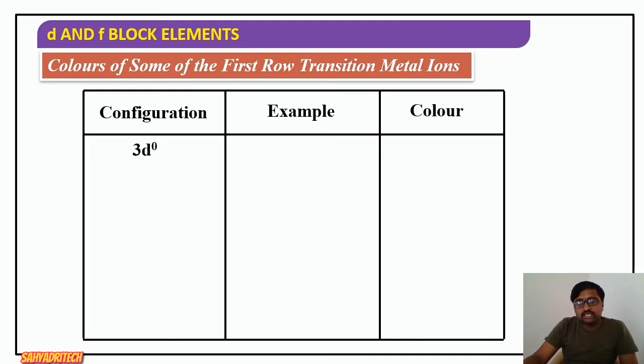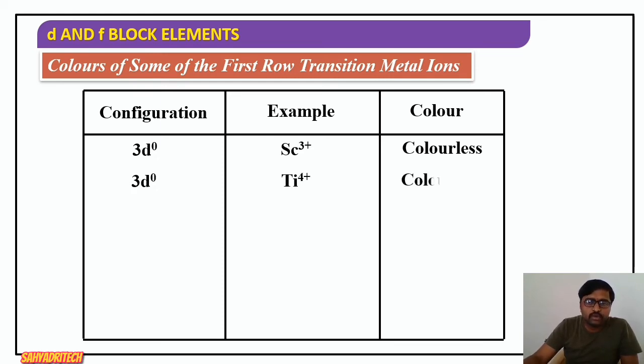Say d0 configuration. For d0, I can consider scandium 3+ as a well-known example. Scandium 3+ has no d electron at all, no unpaired electron, so there is no case of color. The nature is colorless. Scandium 3+ is colorless. One more d0, titanium 4+, is also colorless.